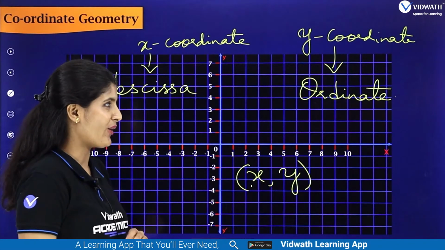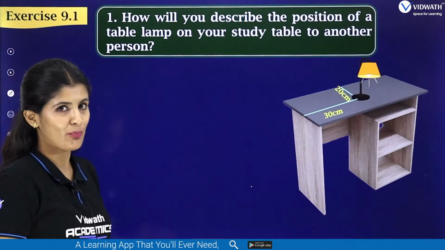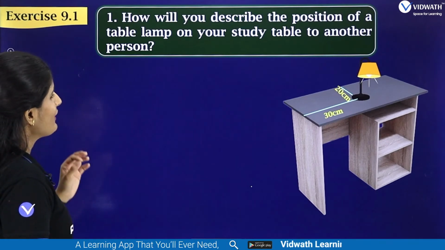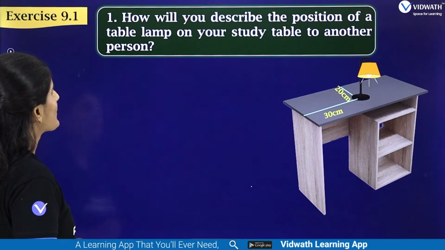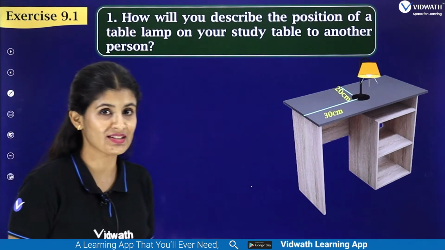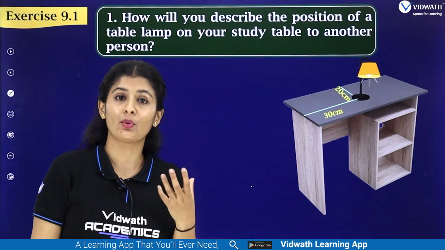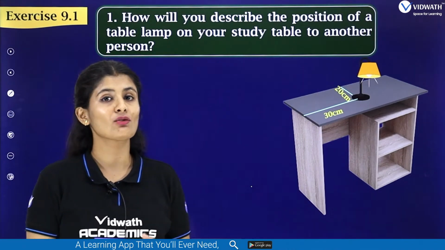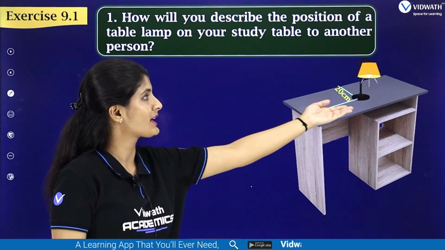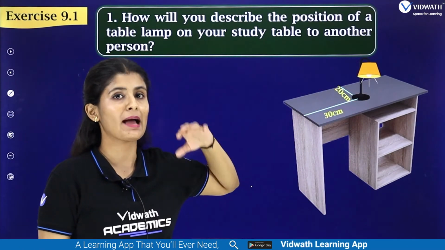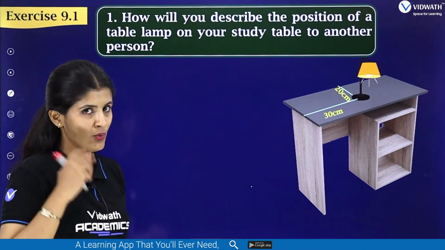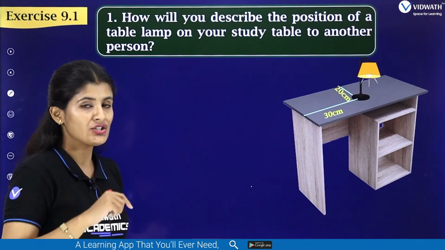Clear, students? Alright. Now, let us solve a few problems by making use of coordinates. The first question is, how will you describe the position of a table lamp on your study table to another person? Just like we described the position of a ball by making use of two axes, we can make use of the same concept to describe the position of this table lamp on your study table. To do that, we will be considering two axes on two edges of this table.